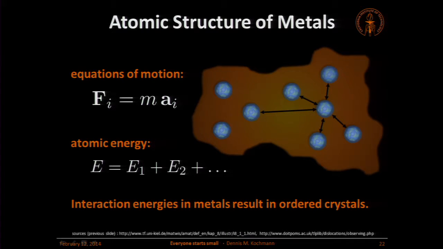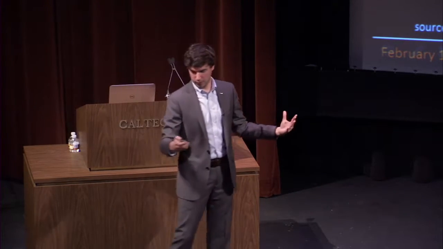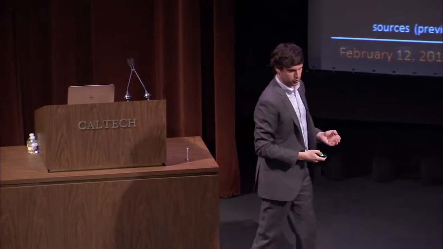So atoms are interacting, and they have energy. This energy depends on the distance to their neighbors. Atoms are very much like us. We like our neighbors, but only at the appropriate distance. Not too close, not too far. There's an optimal distance somewhere in the middle. And that's exactly what we have here too.